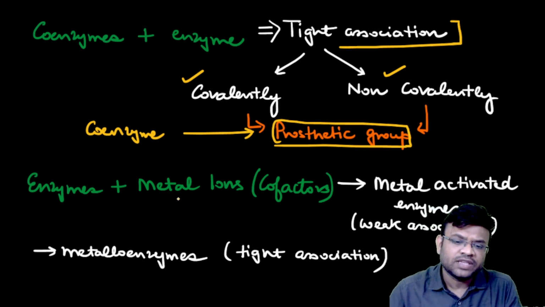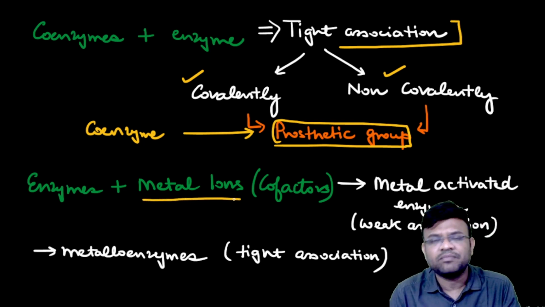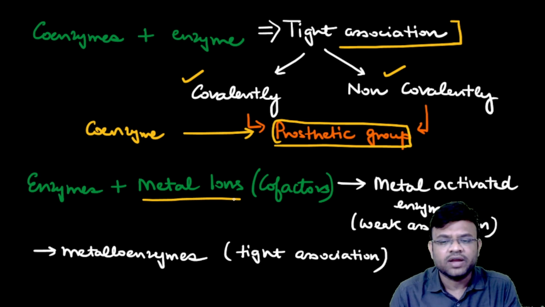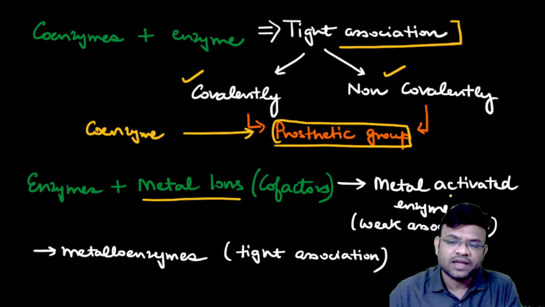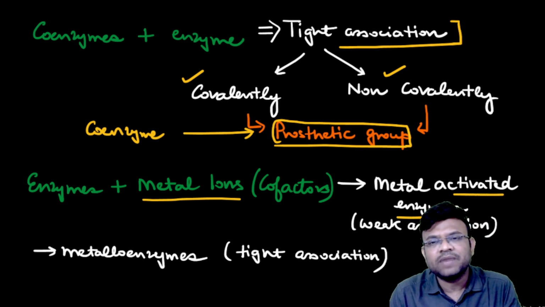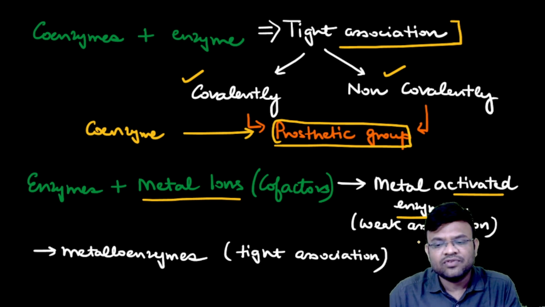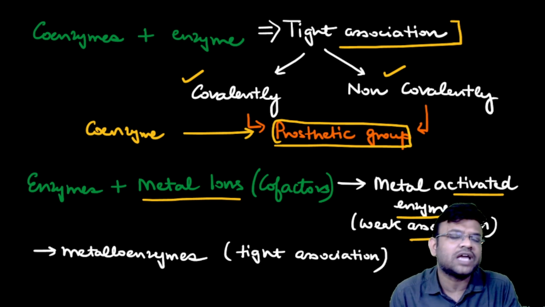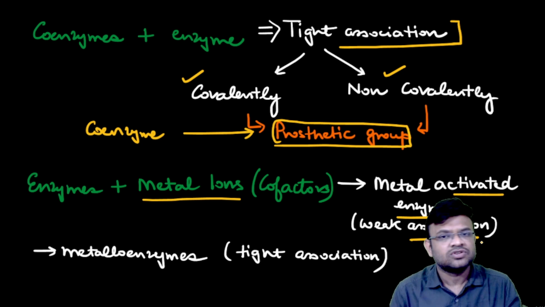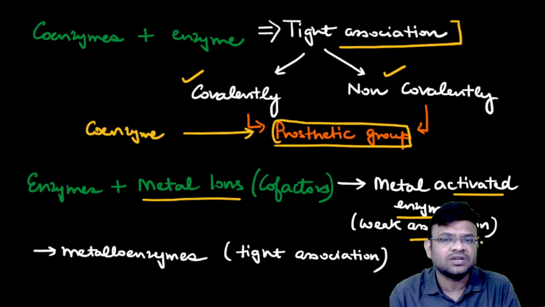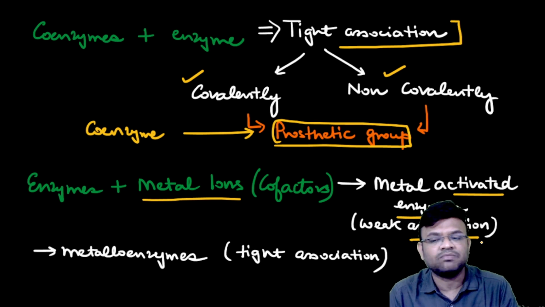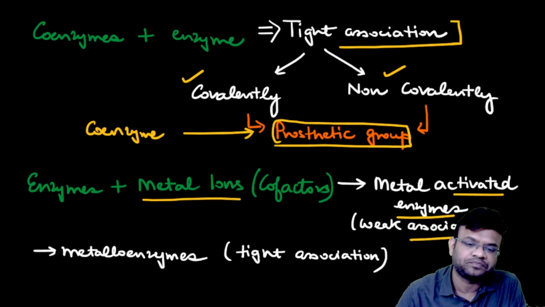But when the enzyme's partners are in the form of metals, obviously we said that metals are inorganic in nature, so they are called cofactors rather. They will be called metal activated enzymes. Remember that metal activated enzymes will have weak association. They will not have a very strong association. So the cofactors over here are associated to the enzyme in a very weak fashion. In that case, you are calling it a metal activated enzyme.